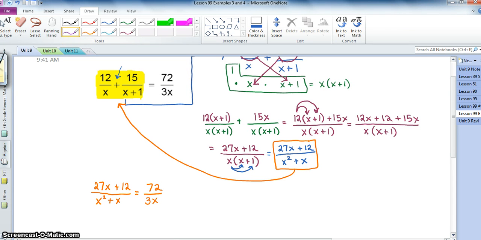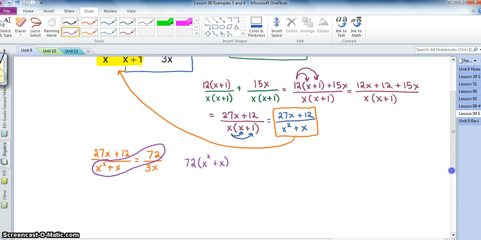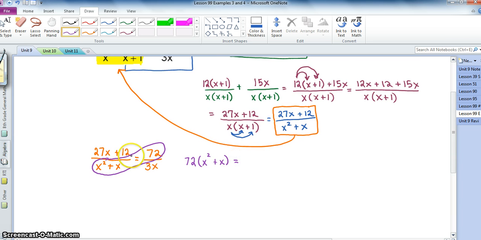Now I can go ahead and cross multiply because I only have one fraction on the left and one fraction on the right. It doesn't matter which order you go in, makes no difference which two cross products you work with first. I have the 72 times the x squared plus x. I'm then setting that equal to my other product, which is 3x times 27x plus 12.